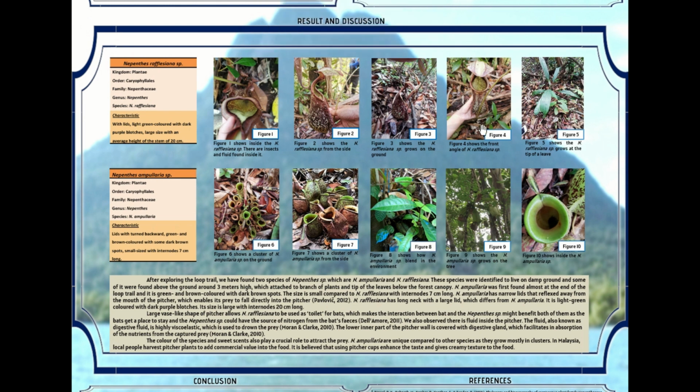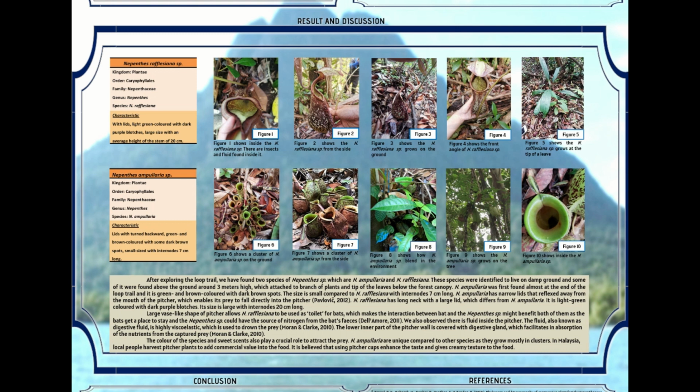After exploring the loop trail, we have found two species of the Nepenthes species, which are Nepenthes ampullaria and Nepenthes rafflesiana. These species were identified to live on damp ground, and some of it were found above the ground, which is around 3 meters high and attached to branches of plants and tip of the leaf below the forest canopy. Nepenthes ampullaria was first found almost at the end of the loop trail, and it is green and brown colored with dark brown spots. The size is small compared to Nepenthes rafflesiana with internodes of 7 cm long.